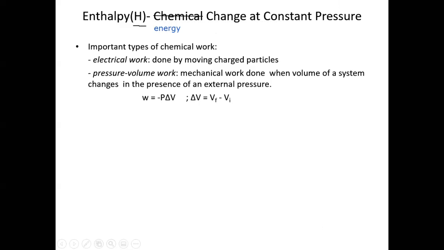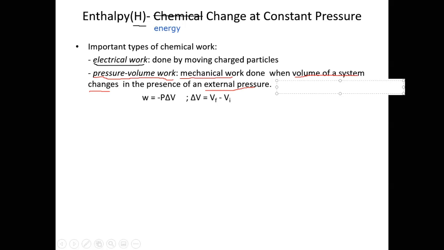In chemical changes, there are two types of important work. There's electrical work, which is done by moving charged particles, for example when you make a battery or a redox reaction. And then there's pressure-volume work, which we mentioned earlier. This is mechanical work that's done when the volume of the system changes. We discussed that early on, in the presence of external pressure. Pressure-volume work only occurs if gases are present.